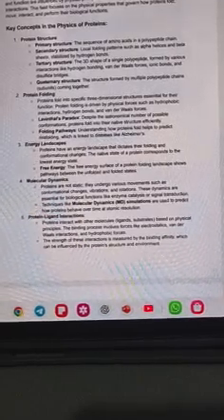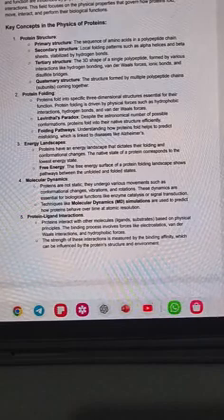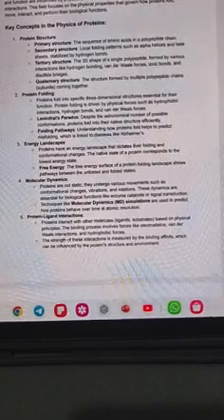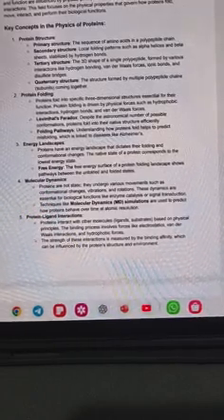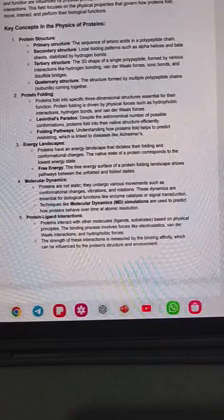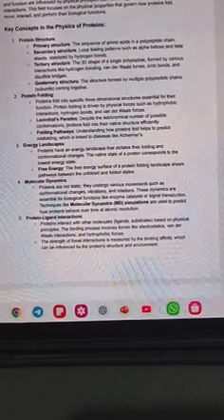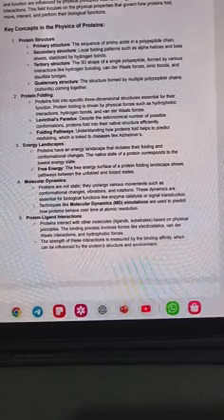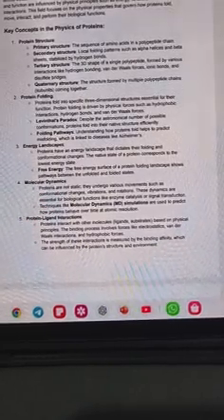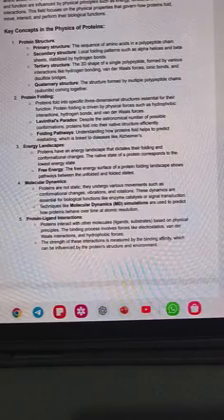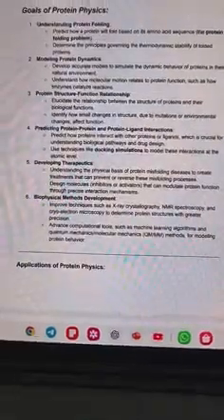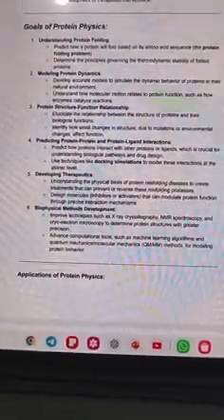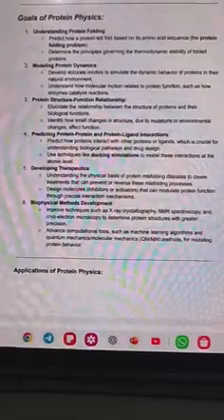Now let's talk about protein-ligand interaction. Proteins interact with other molecules based on physical principles. The binding process involves forces like electrostatic interactions, van der Waals interactions, and hydrophobic forces. The strength of this interaction is measured by the binding affinity, which can be influenced by the protein structure and the environment.